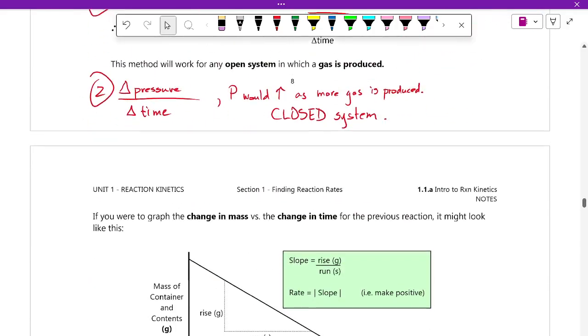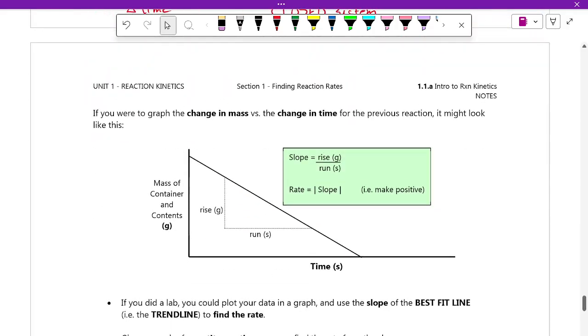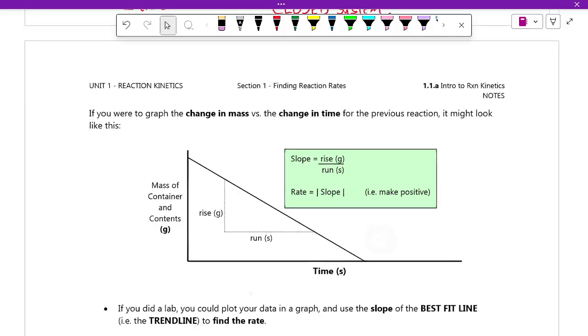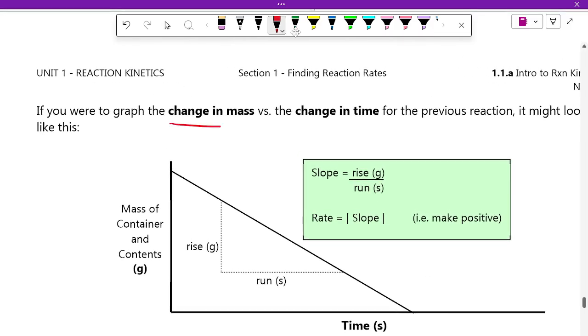All right. So if we were to graph the change in the mass of the system over time, it might look like this, yes? You would have time on the x-axis and you would have the mass on the y-axis.